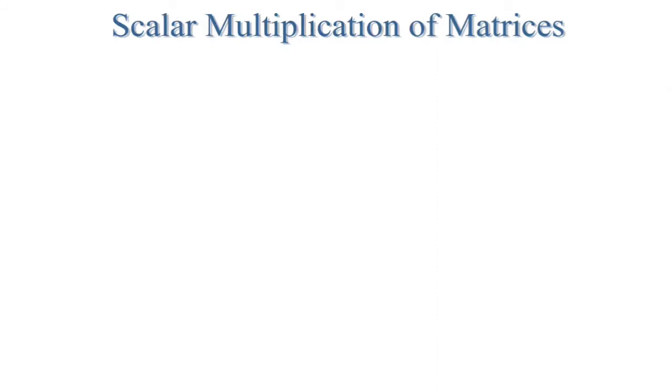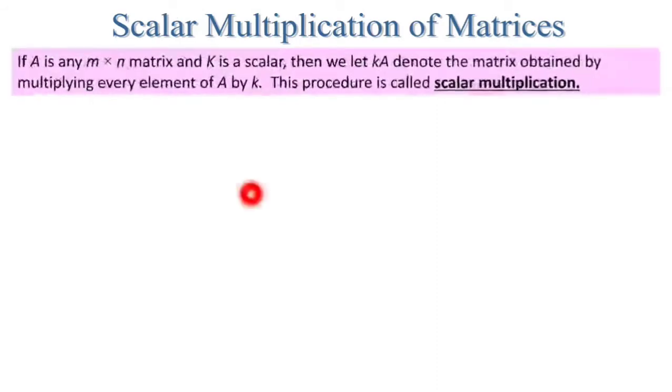Now scalar multiplication. If A is any matrix or any m by n matrix. Any matrix means its order is any, meaning 2 by 3, 3 by 3, 4 by 3, 2 by 2, 1 by 3, whatever it may be, the order is any.